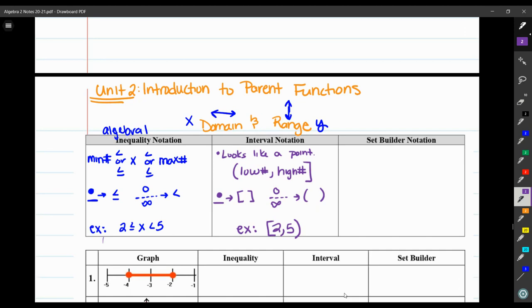You can have both being brackets, you can have both being parentheses, you can have one of each, but this is what the interval notation looks like for domain and range.